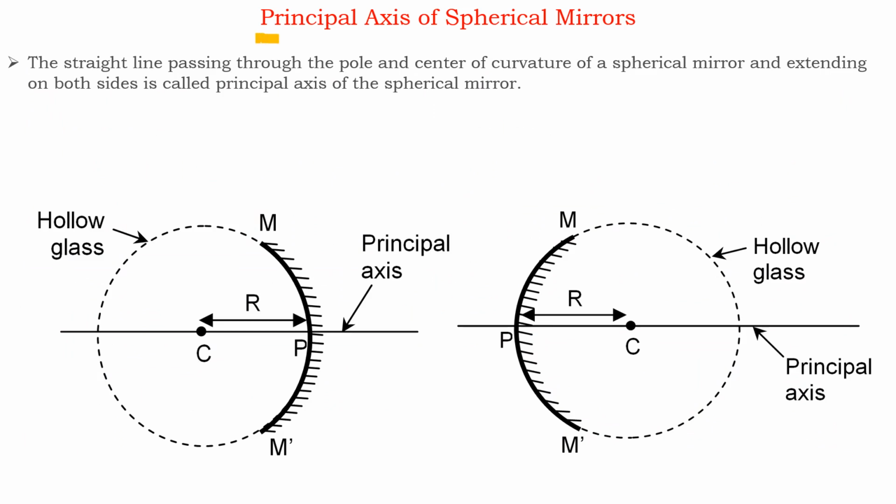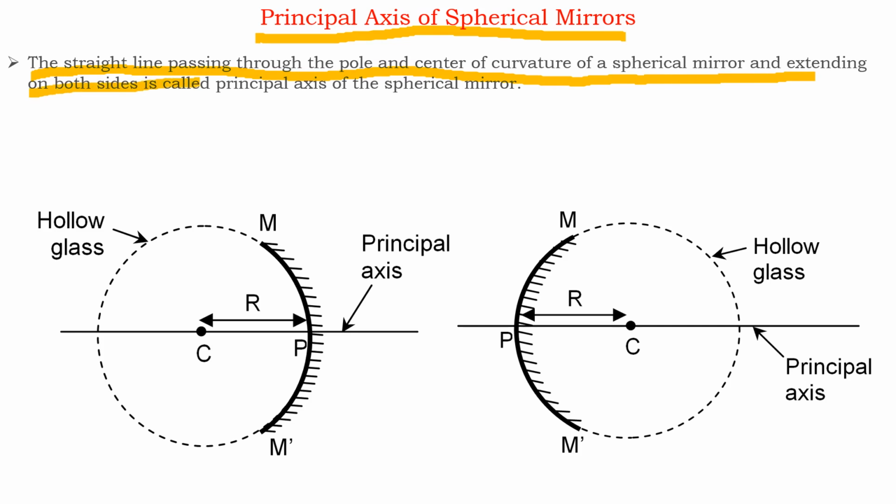The principal axis of a spherical mirror. Although the definition is given, just look here once again. The straight line passing through the pole and center of curvature of a spherical mirror and extending on both sides is called the principal axis. This is actually an imaginary line. Just like we talk about the equator on your earth or your globe, in the same way for a spherical mirror, an imaginary line which passes through the center of curvature and pole of the mirror is called the principal axis.